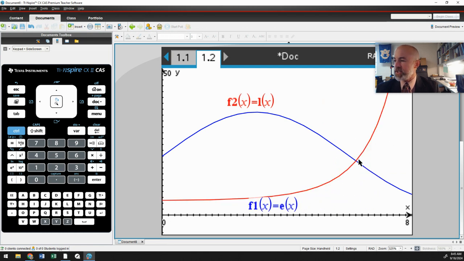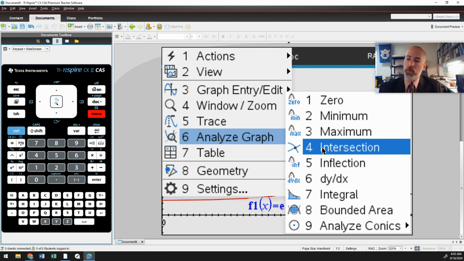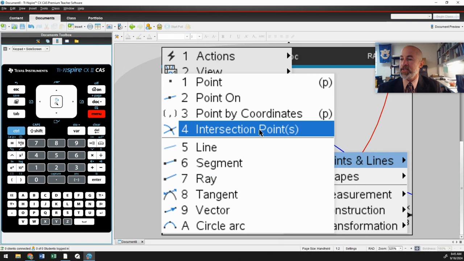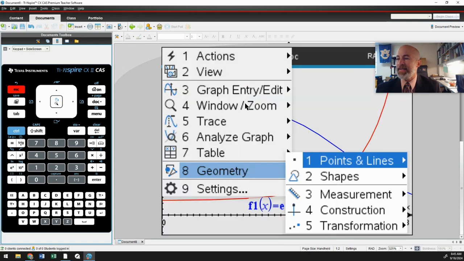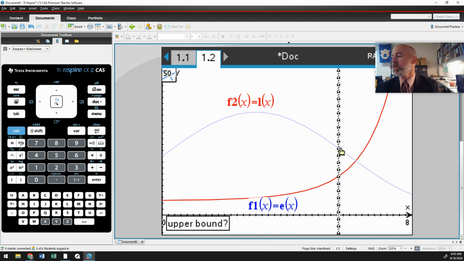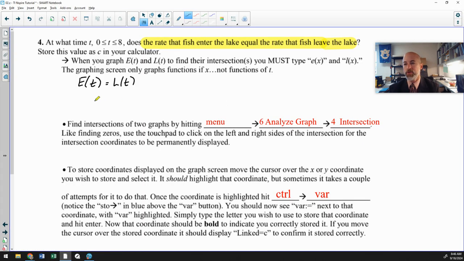And so I want the intersection of those two graphs. And because there's only one intersection, it doesn't matter if you use the menu analyze intersection or if you want to use the geometry points and lines intersection here. They're both going to be about the same. I tend to like the analyze intersection. I don't know why, it's just what I typically use. So I click on one side, drag across, click on the other, and I can see that my solution is 6.2035. So I'm going to write, t equals 6.2035.